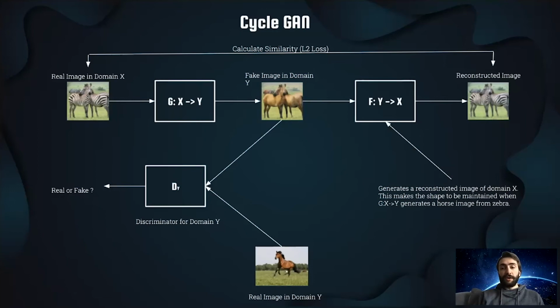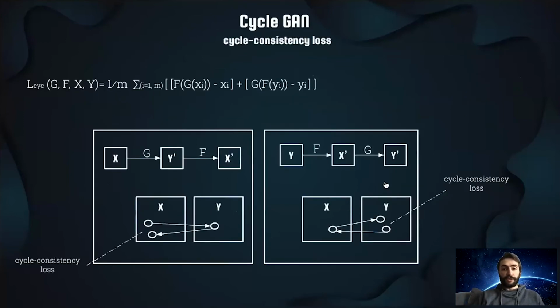The generator of the second GAN performs the inverse mapping. So if the previous one was mapping from X to Y, it maps from Y to X, resulting in X equals F(Y). Each discriminator is trained to distinguish between real and synthesized images. As we can see in the example, here we have two GANs, one trying to generate horses from zebras, and the second one trying to generate zebras from horses.